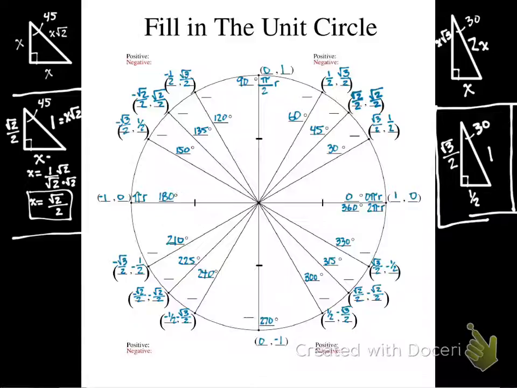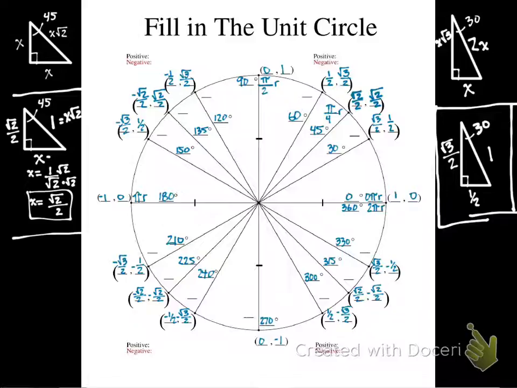Pi over 4. You go, Lauren. Pi over 4. She said it first, the most confidently. She's like, pi over 4. It wasn't like, okay. Good. You're doing a good job.